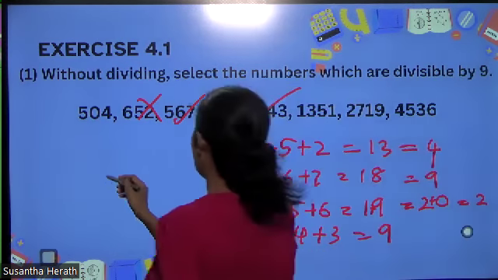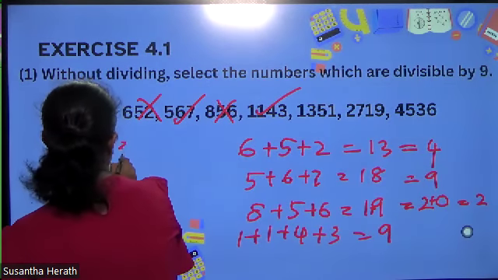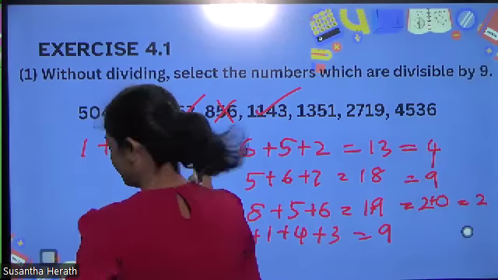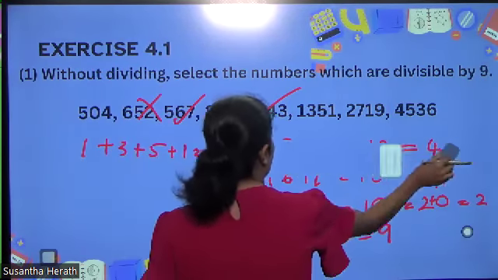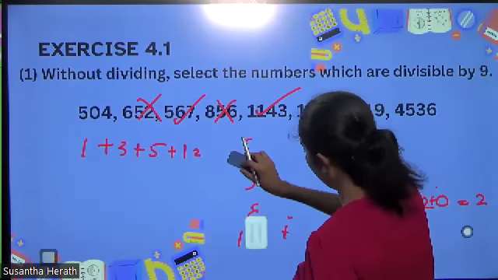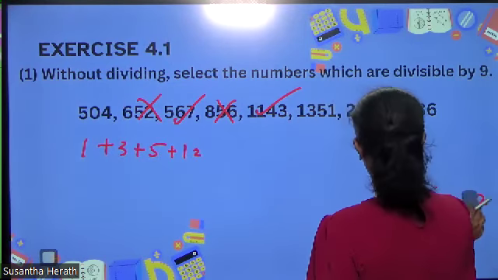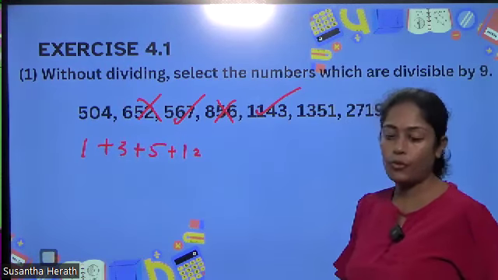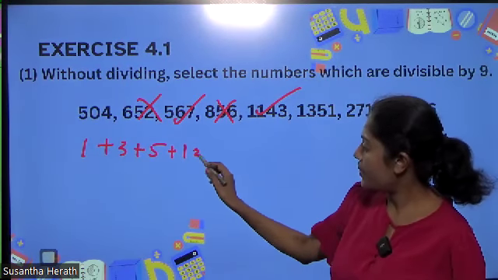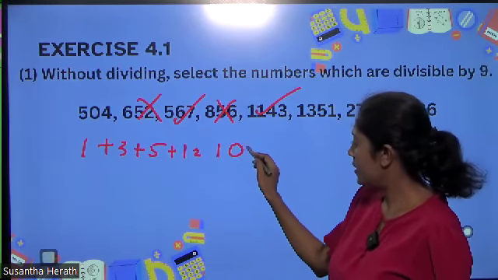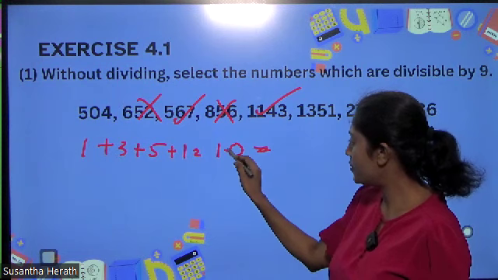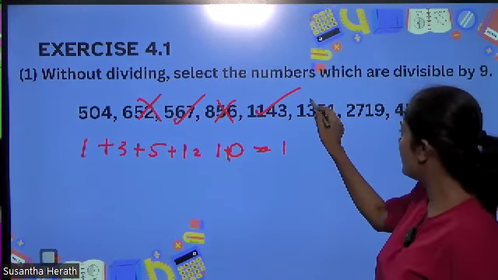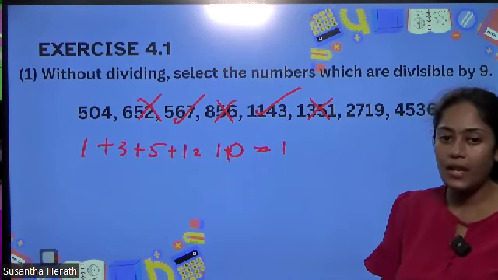Next one, 1351. 1 plus 3, 4. 4 plus 5, 9. 9 plus 1, 10. Again, you have to add these numbers together. 1 plus 0, answer is 1. Then this one is not divisible by 9.